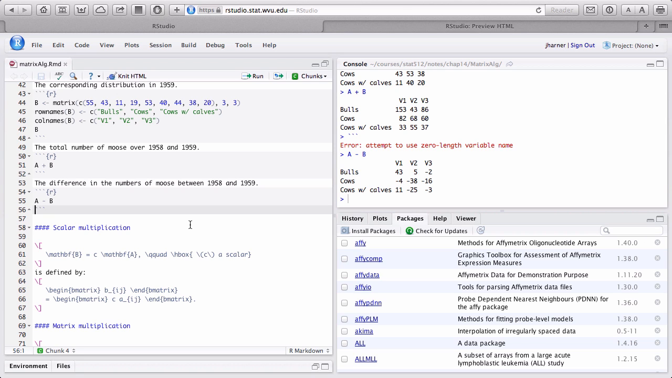Depending on how far you're going, things like the singular value decomposition are absolutely essential.